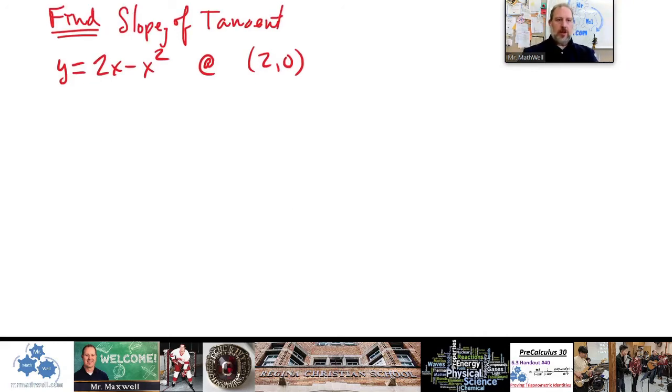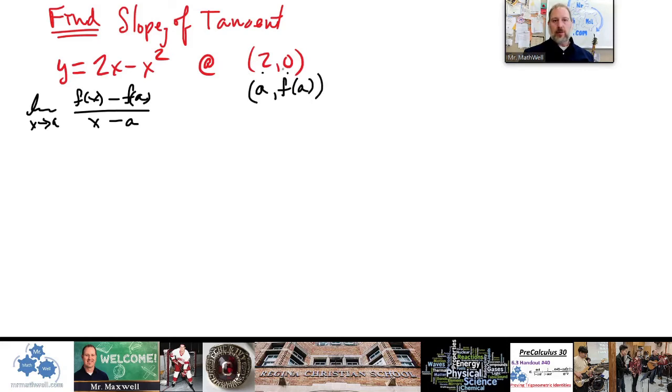Okay, so this question here, what we're going to do is find the limit as x approaches a of f of x minus f of a all over x minus a. The point is the x value is 2 and the y value is 0. So it's kind of nice, we get the full point here. We know what f of a is. It's 0. So notice this is a and this is f of a. When you're given a full point like this, it's awesome. A little less work for you.